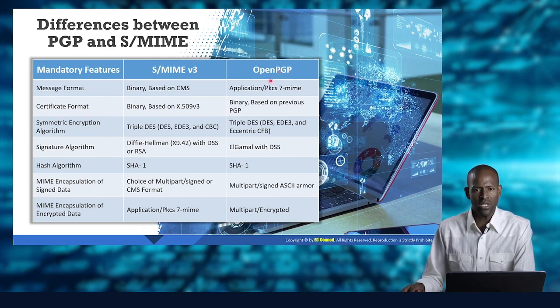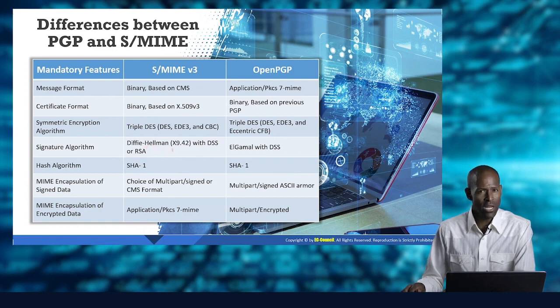So we see that there are differences in the messaging format and certificate format, and I'm not going to go into each one of these technologies like we do in some of the higher level classes. We have different asymmetric encryption algorithms, but I will point this out: you notice that DES is not the standard. It's at least triple DES with CBC and so on. There are digital signature algorithms.